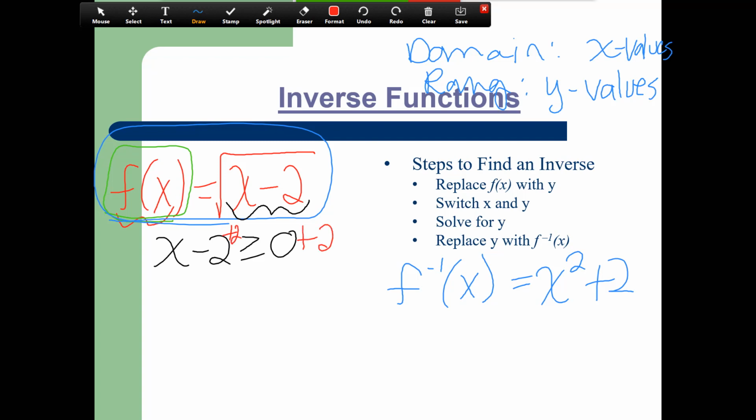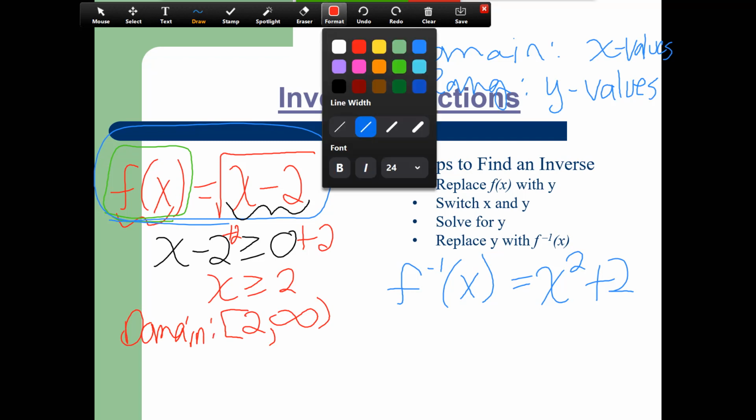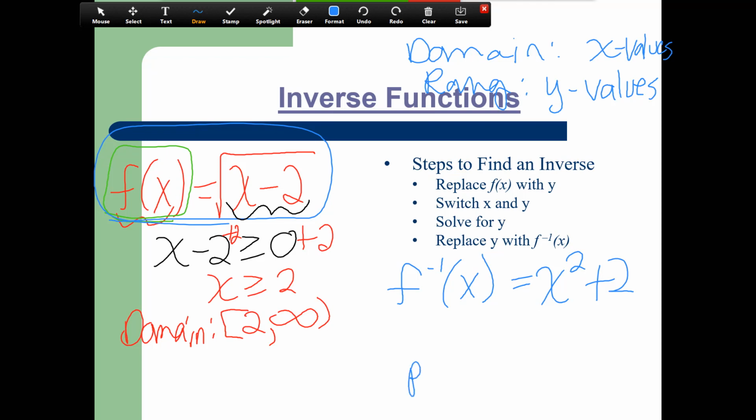And on this, your x has to be greater than or equal to 2. Greater than or equal to 2, in interval notation, we would have a square bracket at 2 because it's included, and you would go to infinity. This would be the domain on this original function. Now that tells us over here on our inverse function, our range is going to be from 2 to infinity.